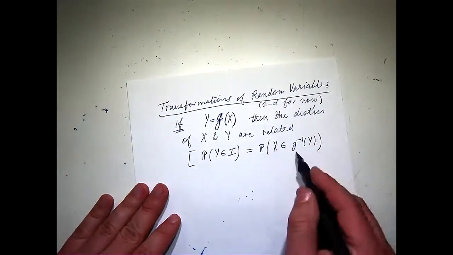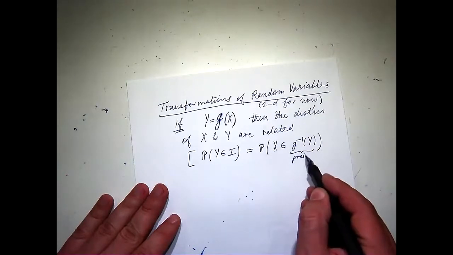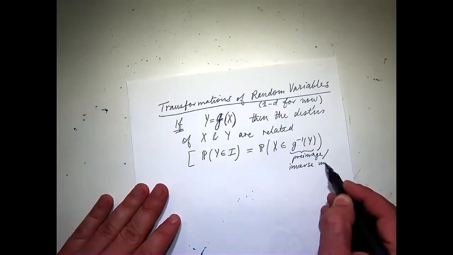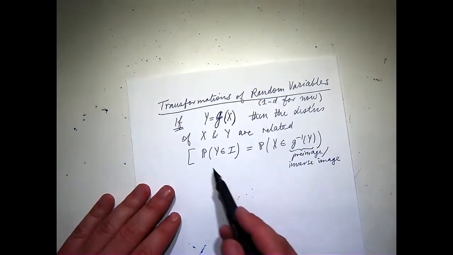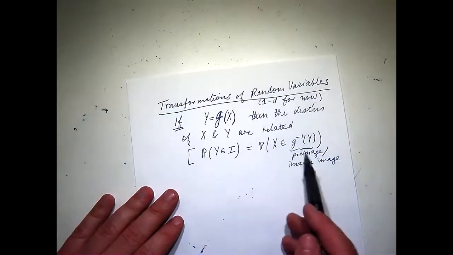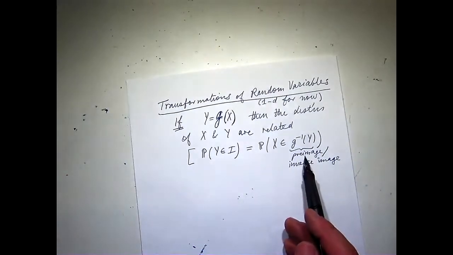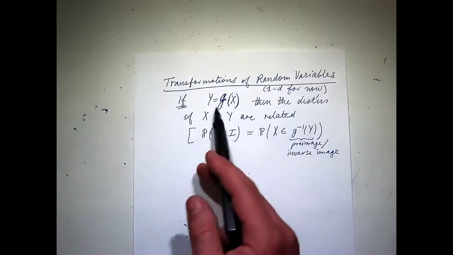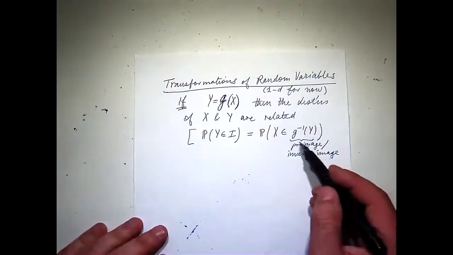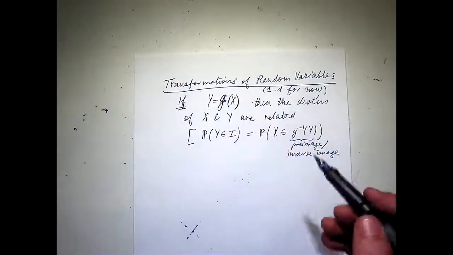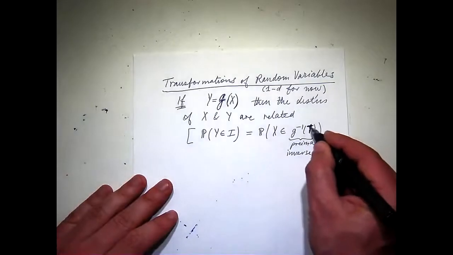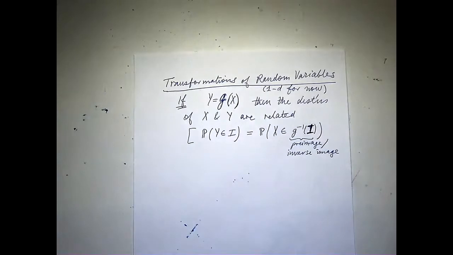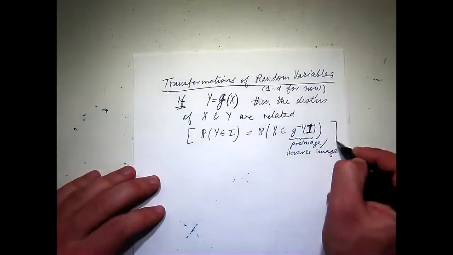If you're wondering what G inverse is, this is called the pre-image or inverse image. If you don't know what that means, then you can look it up. It's a fairly standard notion. Just one thing to note is that this pre-image doesn't require g to be a one-to-one function to be defined. I'm not saying that g has an inverse function. I'm just saying that no matter what function it is, G inverse of I is just the set of all points that land in the interval I. Yep. So that's the relationship.